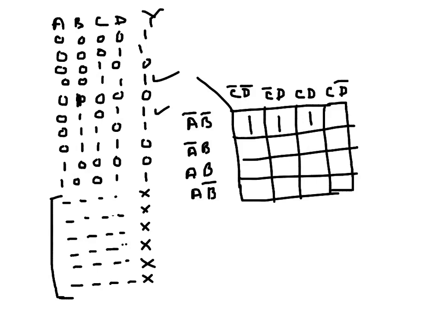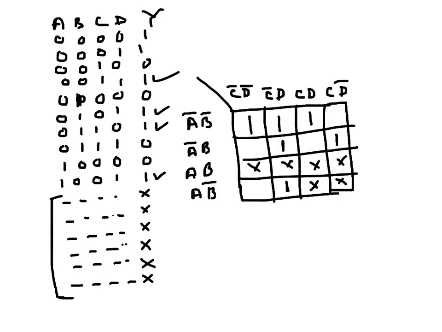Then I have this one, which is 0 1 0 1, that means A bar B C bar D, which is this one. Then this one, which is A bar B C D bar, which is this one. Then I have this one only, which is A B bar C bar D, which is this one. Now the rest are don't cares, so I just put crosses.